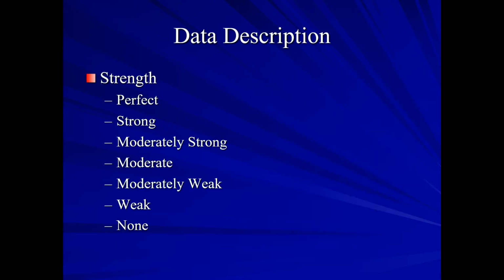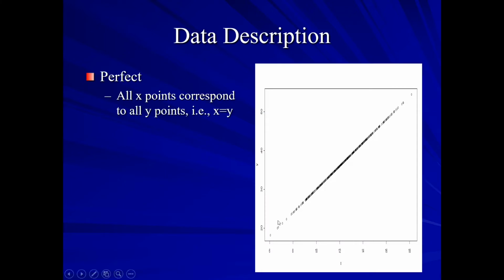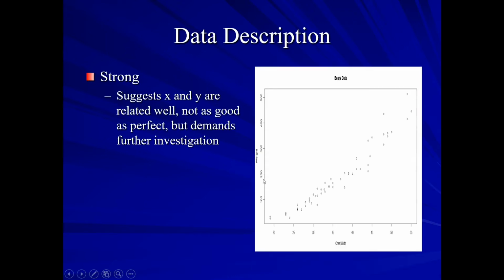Strength ranges from none to perfect. And this goes with negative or positive directions. So I can have perfect negative strength. I can have perfect positive strength, and so forth and so on, until I get down to no strength at all. What defines this strength in our scatter plot? Well, here, all my x values are perfectly associated with all of my y values. So this strength is perfect. Here I have strong. X and y are related well. They're not quite as good as perfect, but we should give further investigation to this strength.